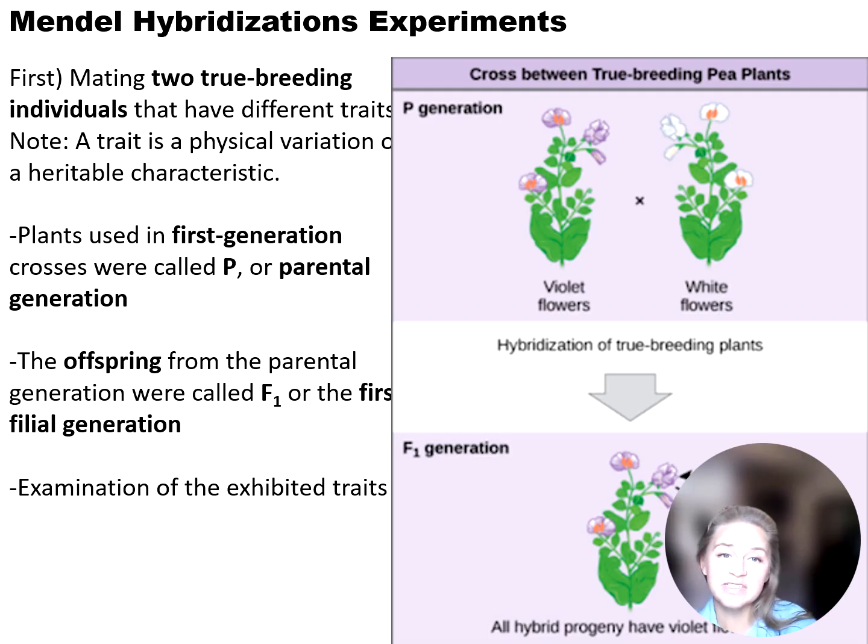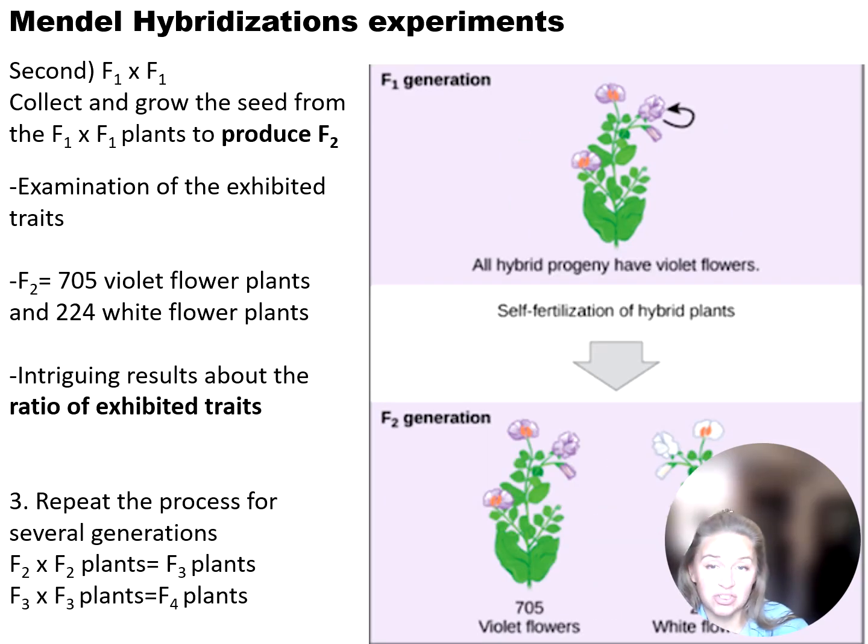And a trait is a physical variation or heritable, which just means it can be inherited, characteristic. So in this case, it's something physical that can be observed, like the plant color, the size, the shape of the pea pods, that sort of thing. So plants used in the first generation were called P or parental generation, and then offspring of the parental generation were called F1 or first filial generation. So this would be like the offspring. And then they would examine the exhibited traits.